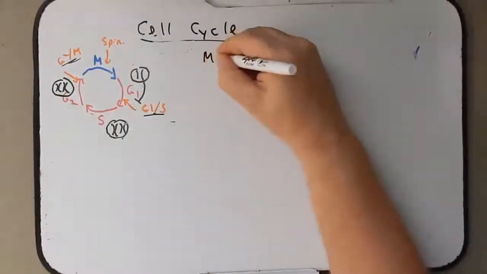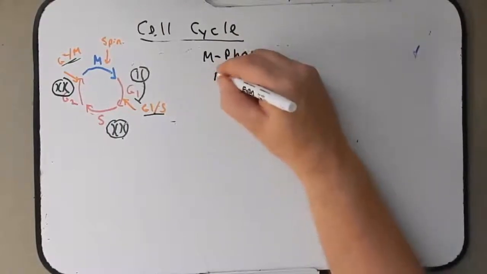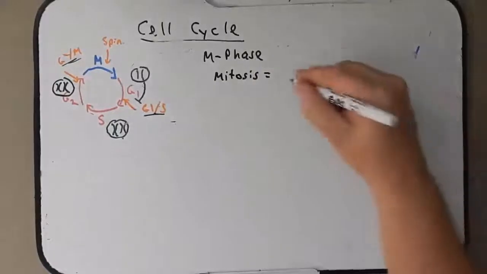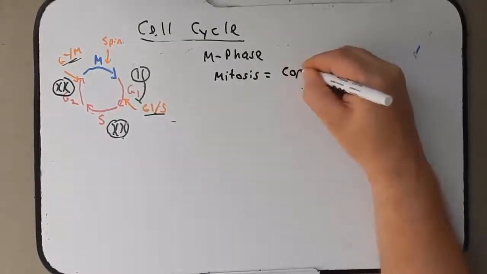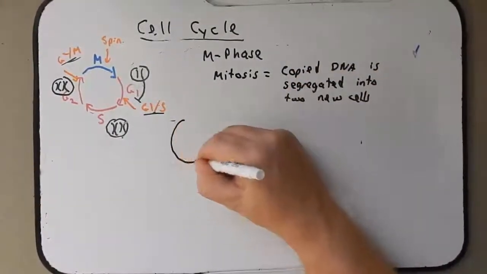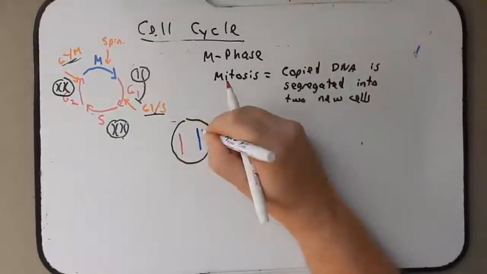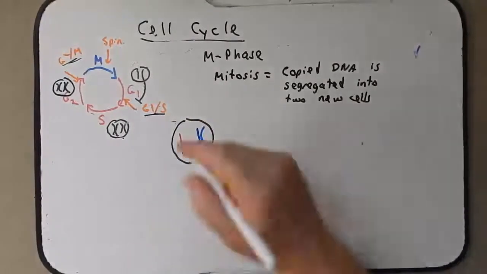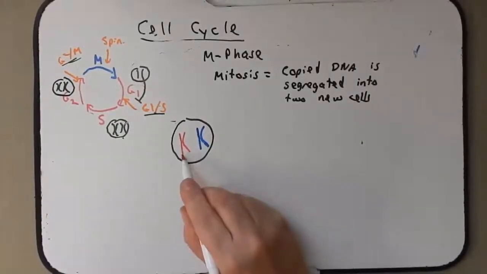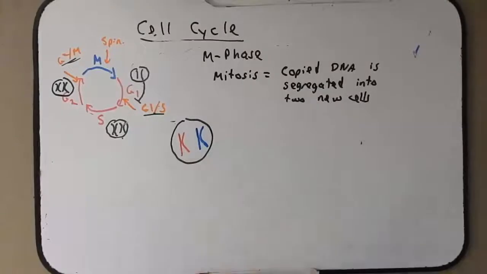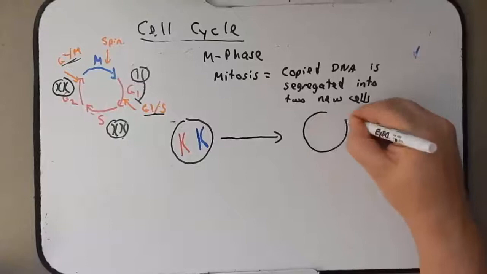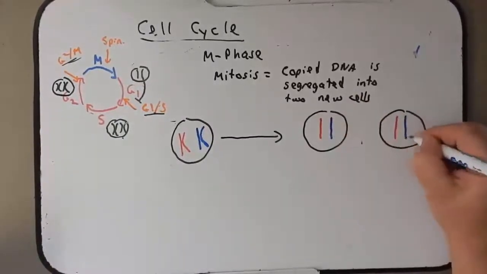So let's go into M phase. What happens during M phase is our very good friend from way back when called mitosis. During mitosis, the copied DNA is segregated into two new cells. So we'll have our cell here, and we have our two chromosomes that have been copied. So essentially what we're looking at are two red chromosomes and two blue chromosomes. Each of these red ones are identical genetically, same sequence that is. But what we want to end up with are these two cells like this, one of each.